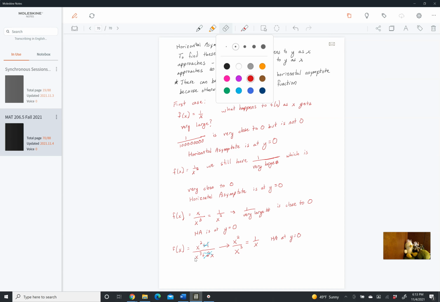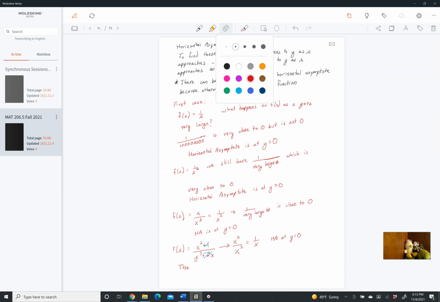So in fact, what we're doing is we're saying, what's growing faster? Is the numerator growing faster or is the denominator growing faster? And here the denominator is growing really, really quickly, right? We have 1 and then we have this huge number. If that's the case, then we're always going to have 1 over a very large number, and our horizontal asymptote is always going to be at y equals 0. So let's just write that down.